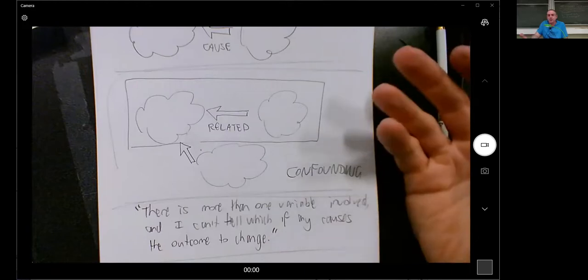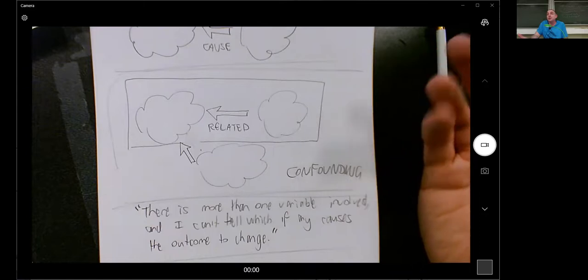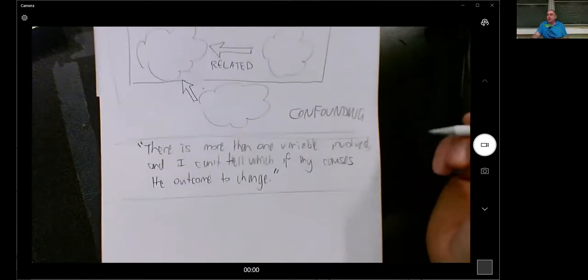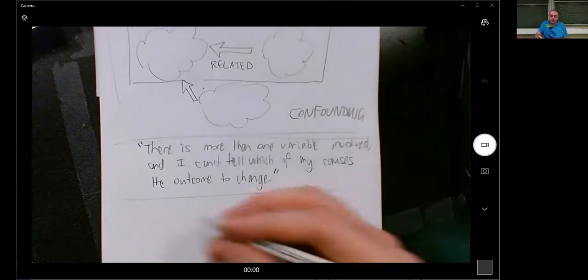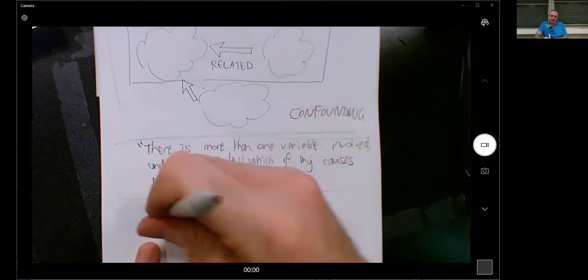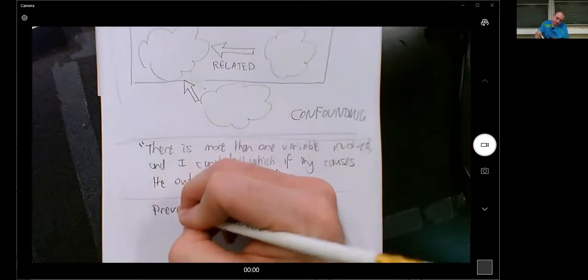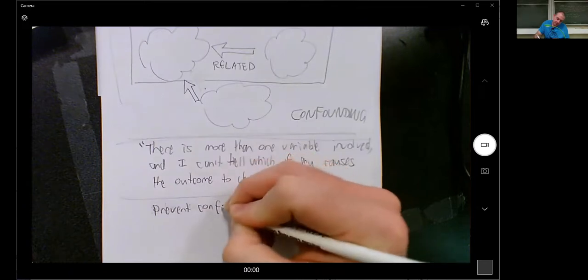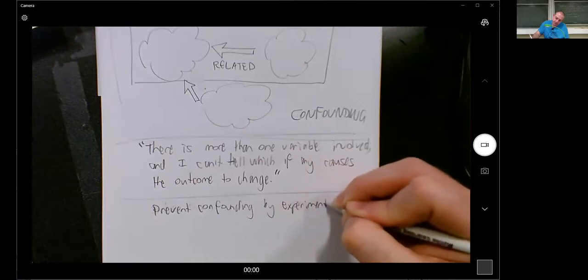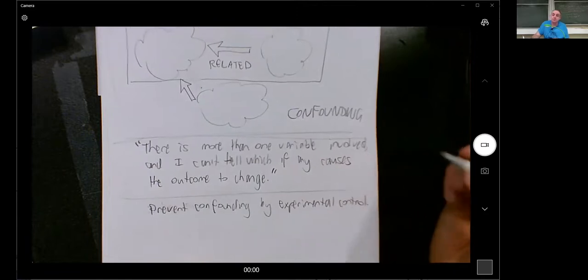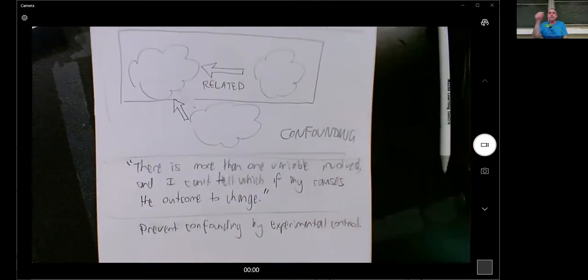So this is why in an experiment, you have to think of all the things that could affect the outcome and try to control them. So confounding is solved by control, experimental control. Well, prevent confounding. So if you think that your treatment of soils will prevent your plants from getting fungal infections, but you also think that sunlight might make a difference to that, you want to make sure that all the plants that get the different treatments get the same amount of sunlight.